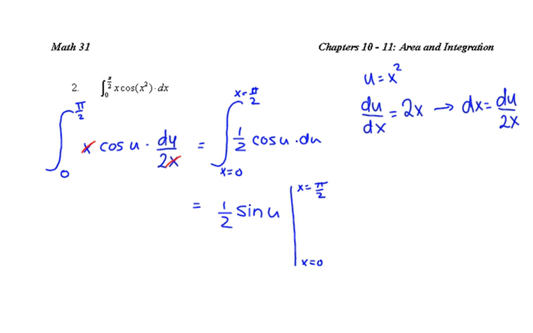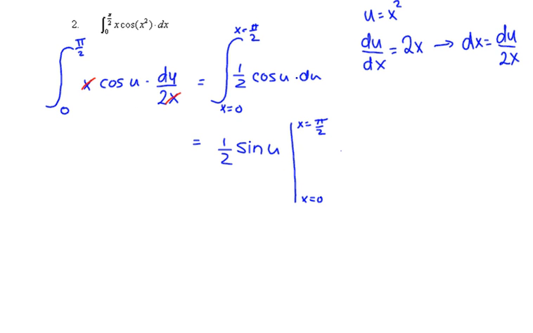Now, we have two options. At this point, we could either sub in our u and then evaluate from x equals 0 to pi over 2, or we can change these in terms of u. Okay, let's do the first. Well, there's some groans. Okay, so what we're going to do is rewrite this as 1/2 sine of what? X squared. And then we're evaluating this from x equals 0 to x equals pi over 2.